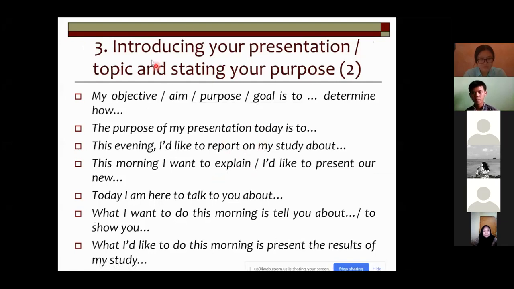Students, to introduce your presentation topic and state your purpose, you may use these expressions too. For example, ladies and gentlemen, my objective, my aim, my purpose, my goal is to blah, blah, blah, determine how blah, blah, blah. Yeah, you may use this one. Or the second one, the purpose of my presentation today is to inform you about blah, blah, blah. Or this evening, I'd like to report on my study about blah, blah, blah.